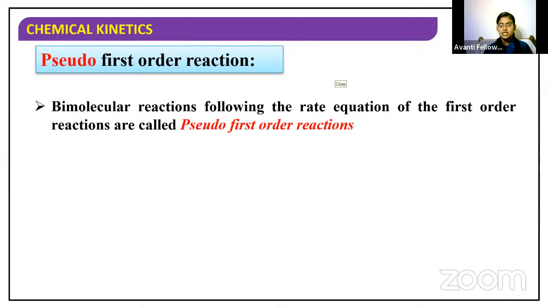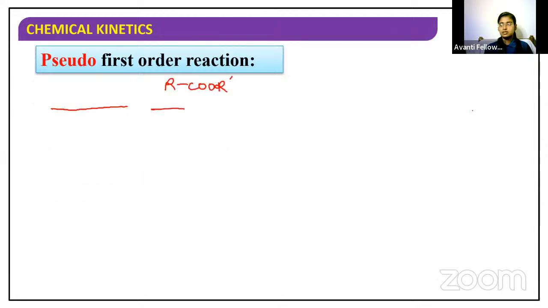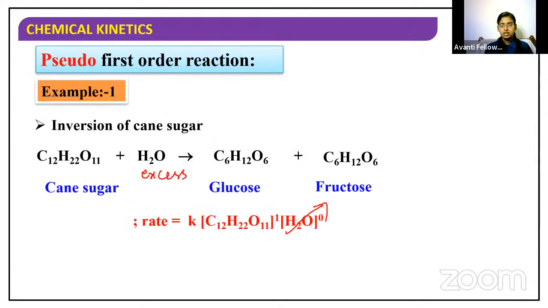Okay. So this is for what you have completed. Done. Okay. Very good. So take down the formulas. Take down the examples also. I think you have taken down this example. Yes or no? Inversion of cane sugar example. Have you taken this? Okay, fine.